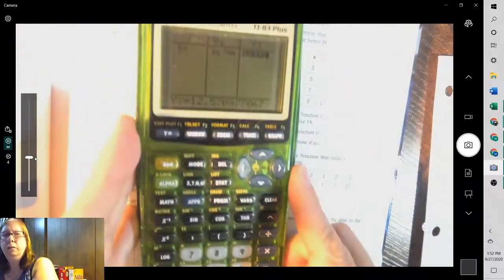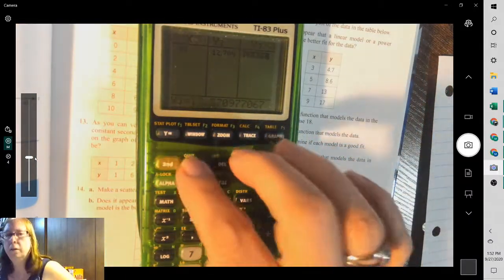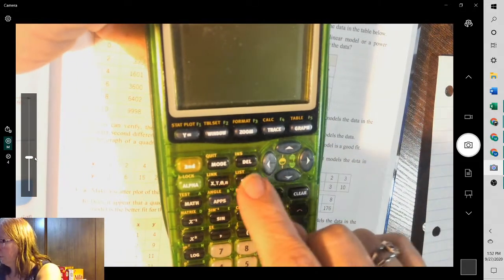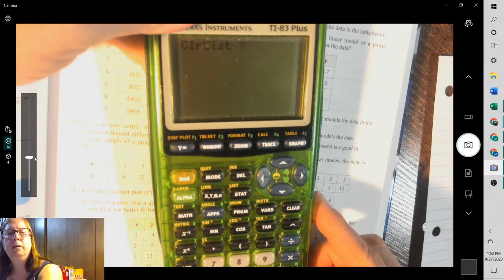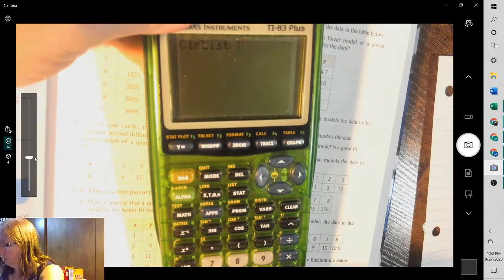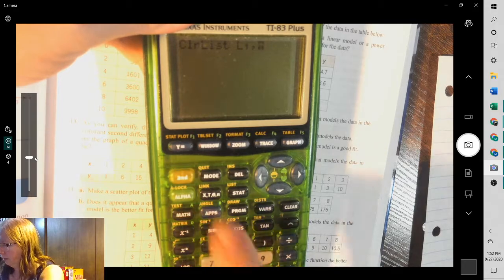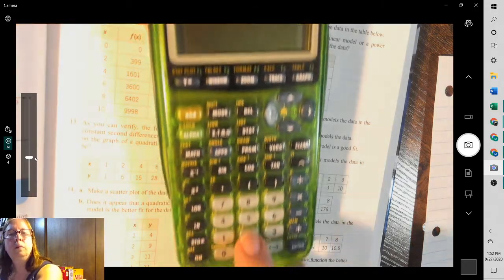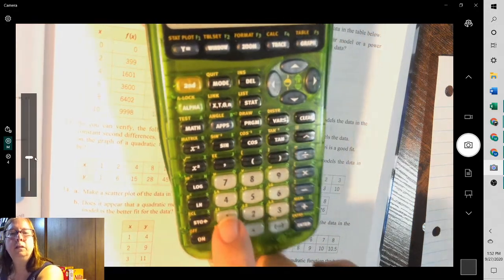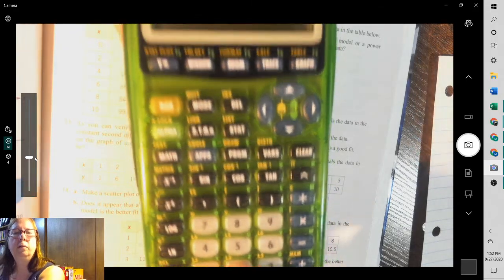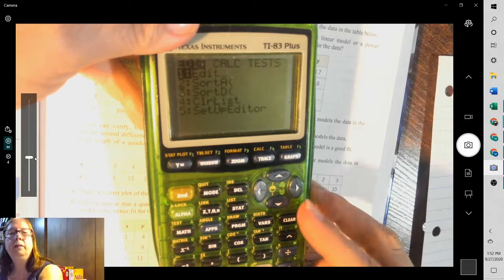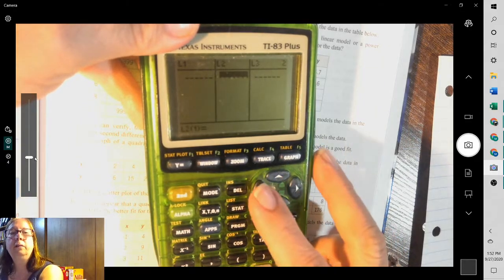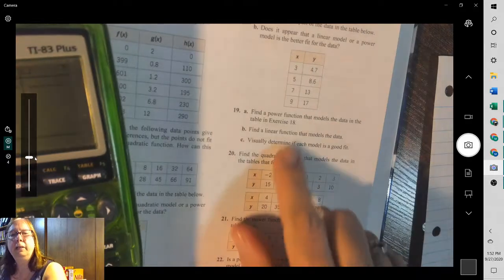So the first thing I want to do is go in and clear my data. So I go stat, down to clear, and hit enter. And then I need to clear list 1, comma, and second list 2, because this says list 1 and list 2. And then I hit enter and it's clear. So when I go back in there under edit, they're clear. So then I enter my data.